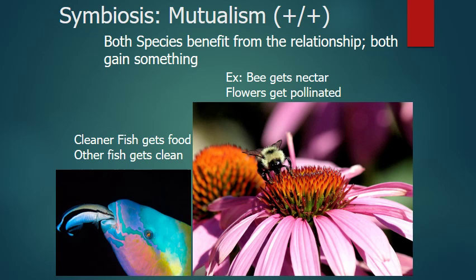The first type of symbiosis is called mutualism, and you can see I have this little plus symbol up here because this is a case where both species benefit from the relationship. Both species gain something. For example, this bee here is gaining nectar, so it's getting the benefit of food from this flower, where the flower is getting a benefit of having its pollen spread, so it's benefiting through its reproductive system thanks to the bee.